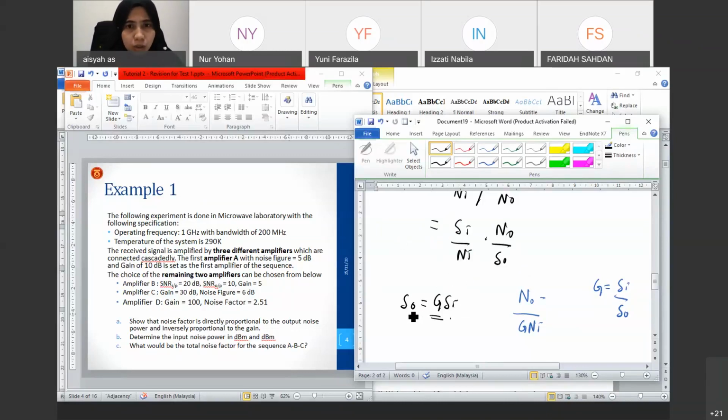Okay, SO is GSI. The output signal is the amplification of the input signal. So SO equals GSI. So put this in the formula. So F equals SI over NI times NO over GSI. Okay.